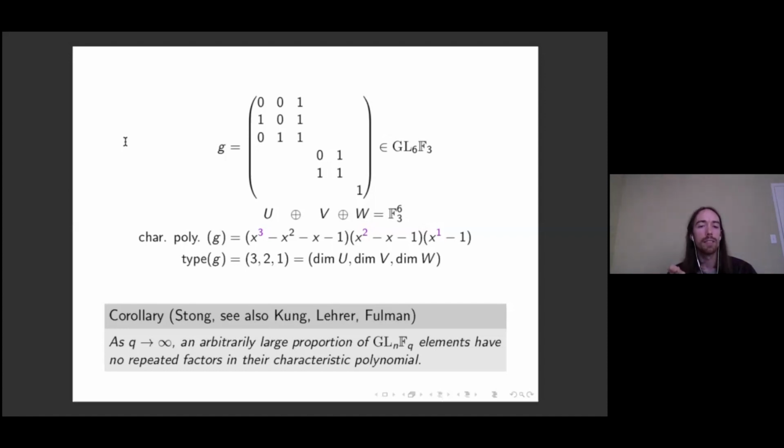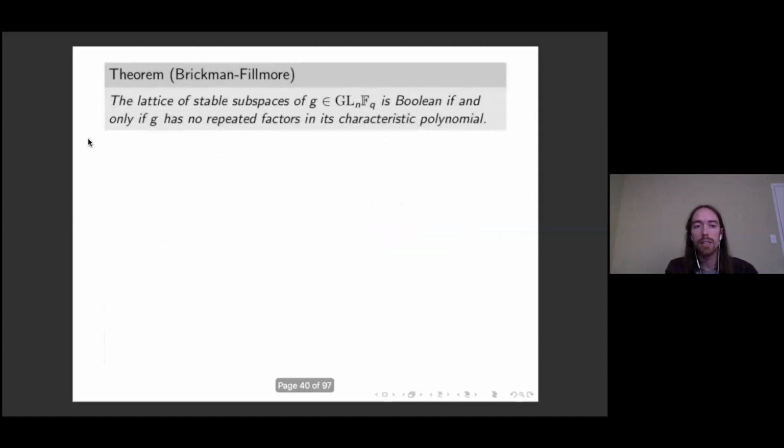So enumeratively, at least as q gets big, this is a weak condition that we've specified, that these polynomials are distinct. But I want to try to convince you that geometrically and algebraically, it's a really useful condition. Now, if q is small, there's a chance that these elements don't even exist at all in GL_n(F_q). But here is the theorem. Now, this goes back even further. This is like in the 60s, I think.